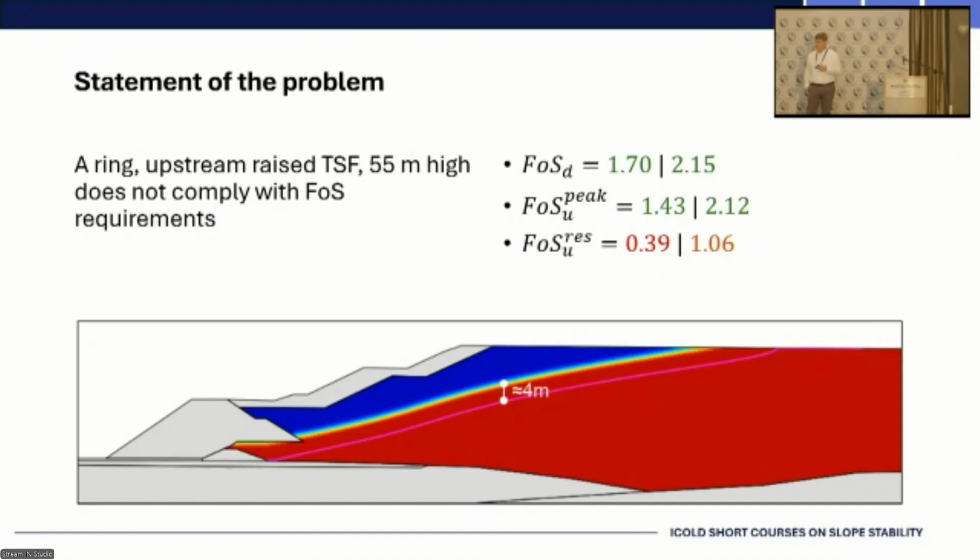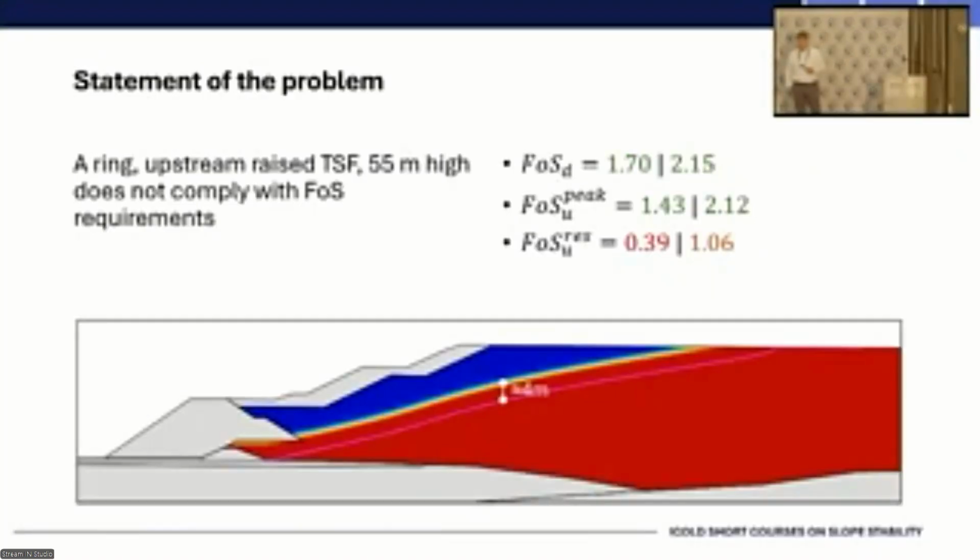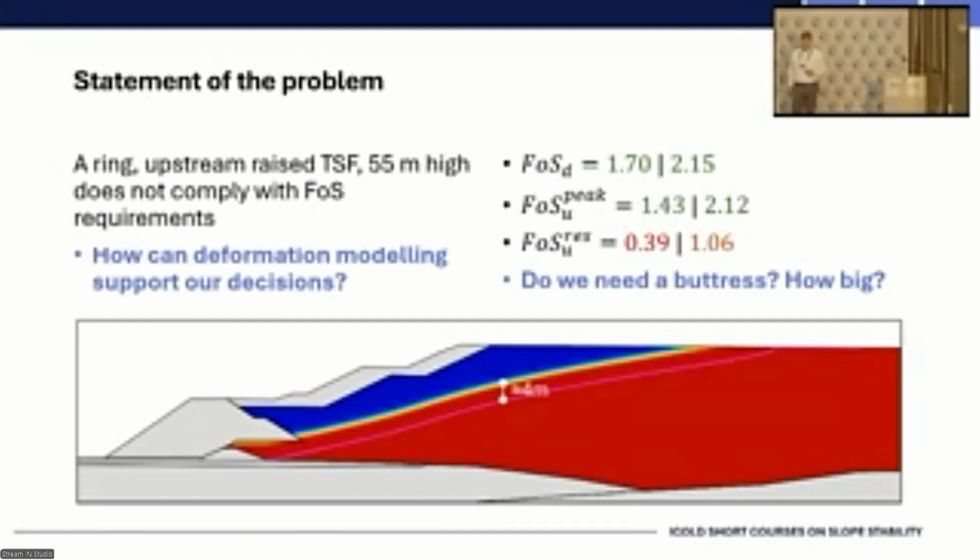But I will elaborate more on the residual factor of safety, because how do we compute that? We compute it after an undrained shear strength ratio, and there is a lot of discussion around this in this particular case. So do we need a buttress? 0.39, yes. How big, to be decided. How can deformation modeling support our decisions in this particular case?